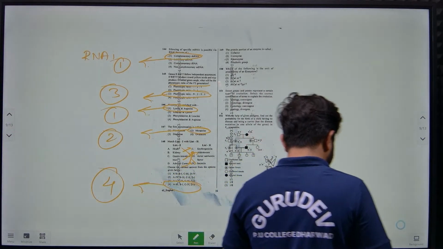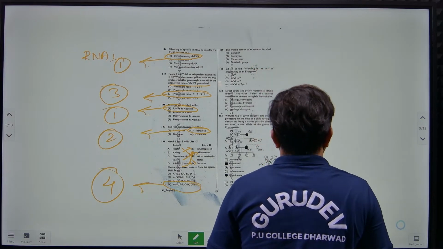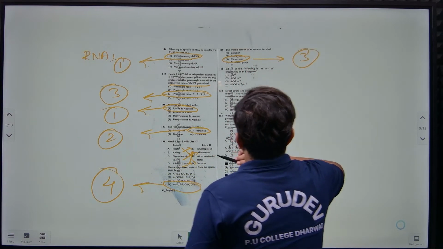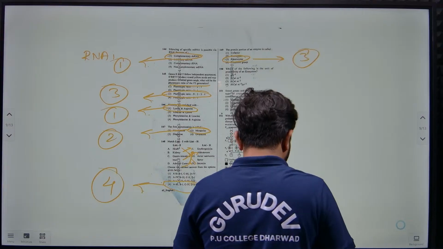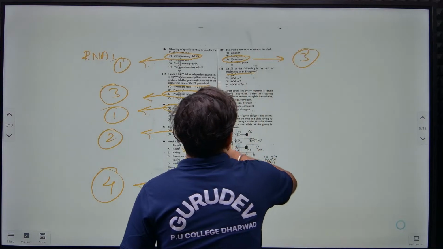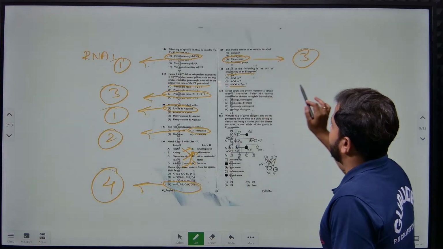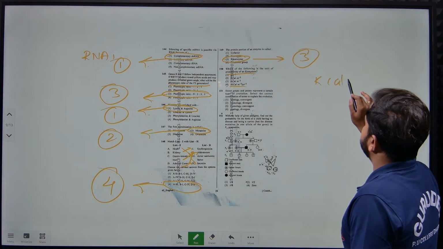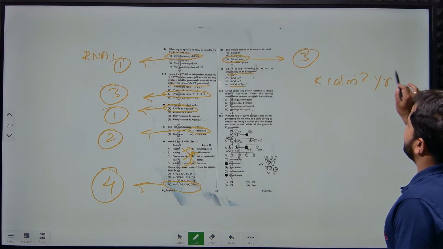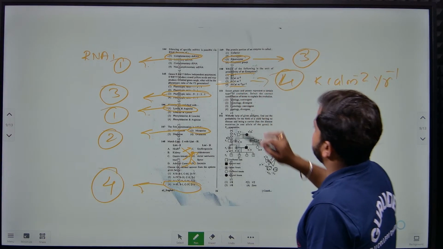So moving on to the next question: the protein portion of an enzyme is called as what? The protein portion of an enzyme is called apoenzyme. That is, option 3 is correct, right? Then which of the following is the unit of productivity of an ecosystem? So the rate of productivity is what we have to calculate, so that can be calculated based on kilocalories per meter square per year, right? So that is what you are going to find out. So here option 4 is correct, right?